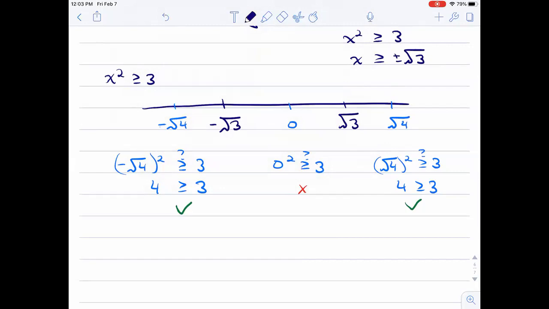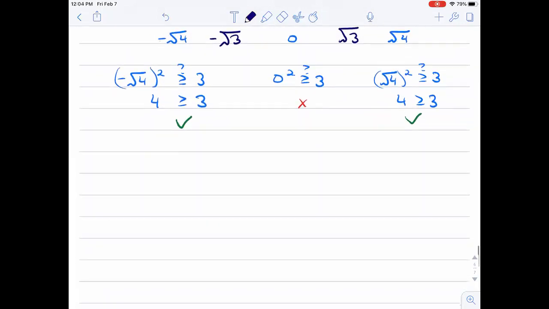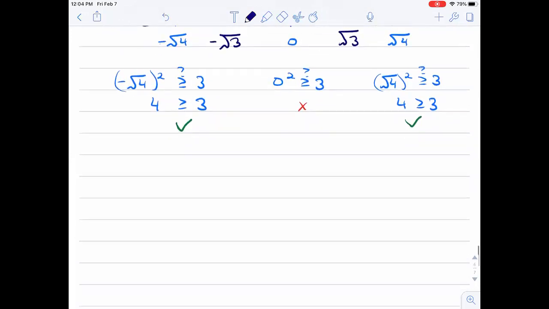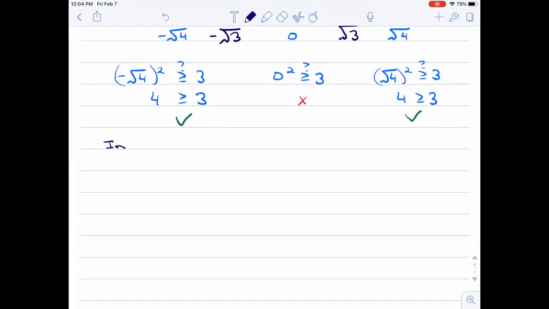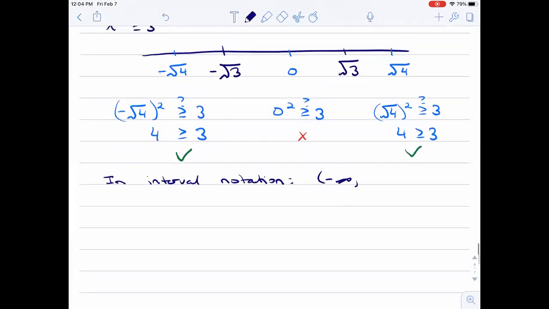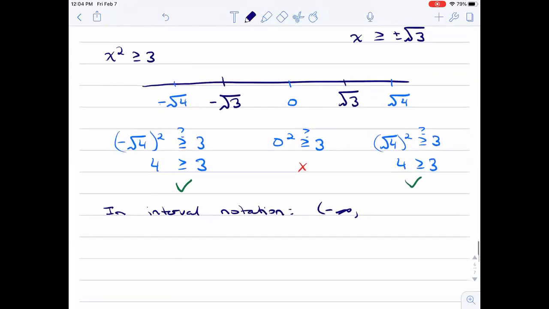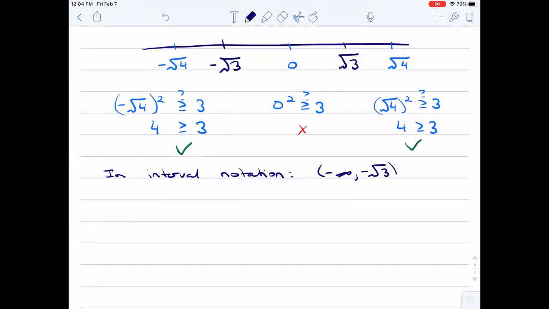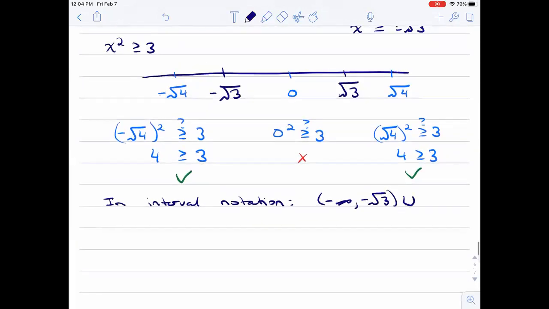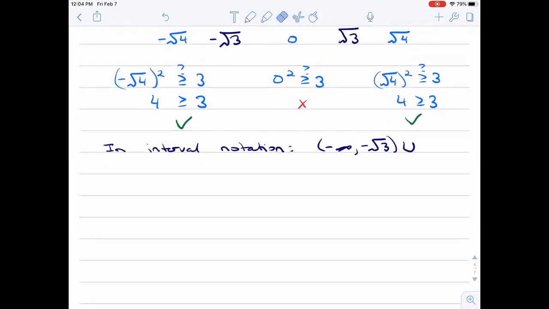Okay, so if we had to write this out in interval notation, we get from negative infinity up to and including negative root 3. And then empty, empty, empty up until positive root 3. Oh, and including, square bracket, up to infinity.